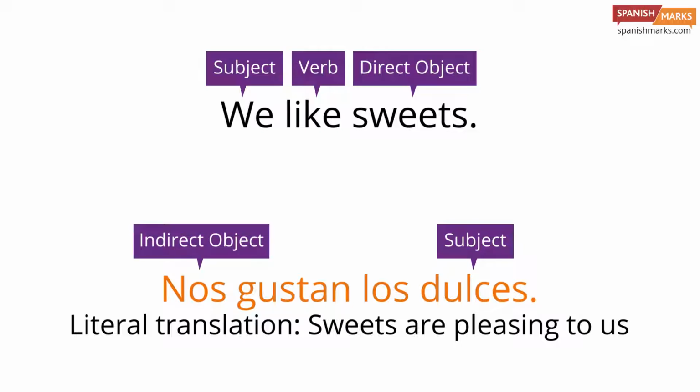The indirect object is used because the people are being indirectly affected by the verb. We are not the one performing the action, and instead, something is pleasing to us. Now the verb gustar has to match the thing you like. So in this case, it is many sweets. So use the plural form, which is gustan.